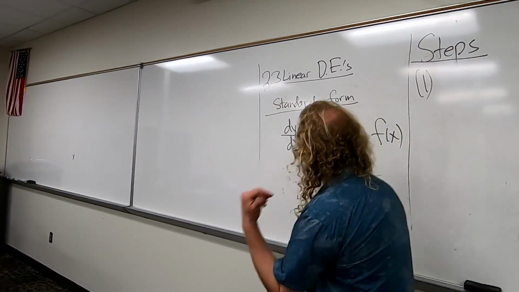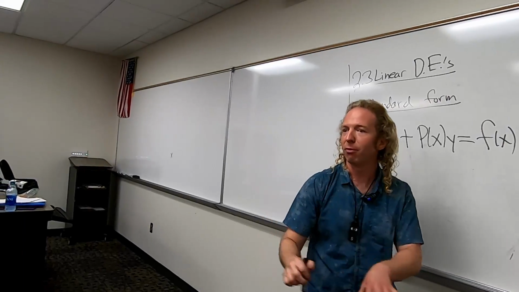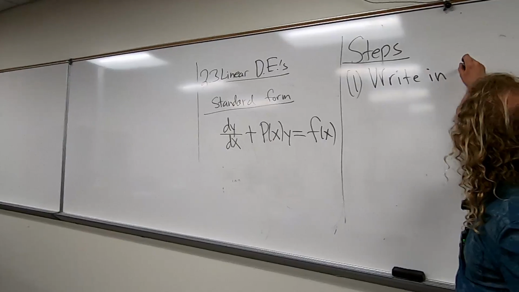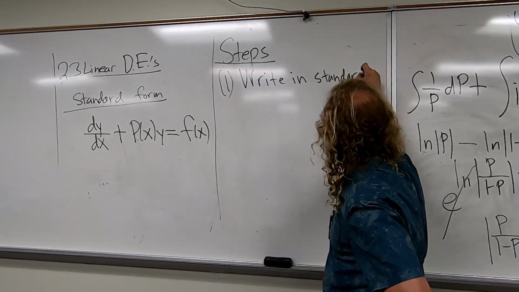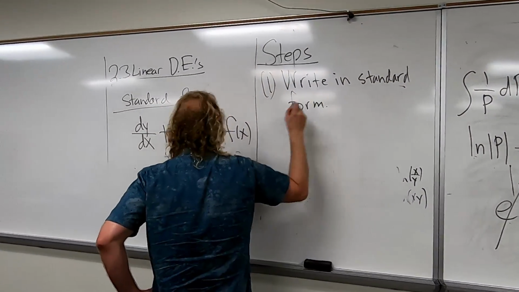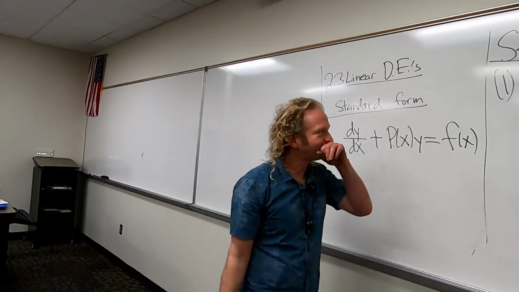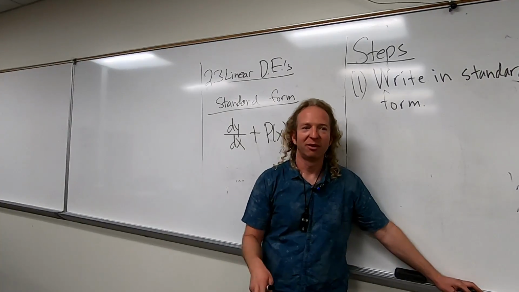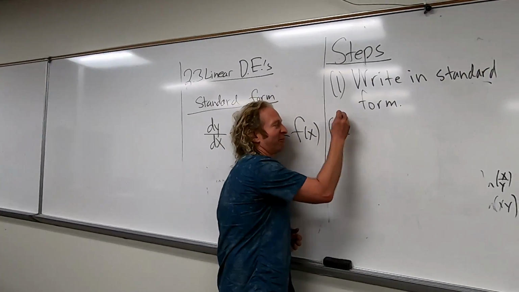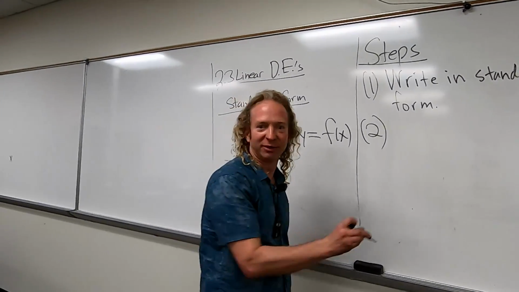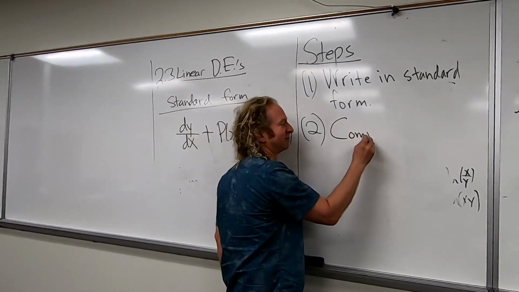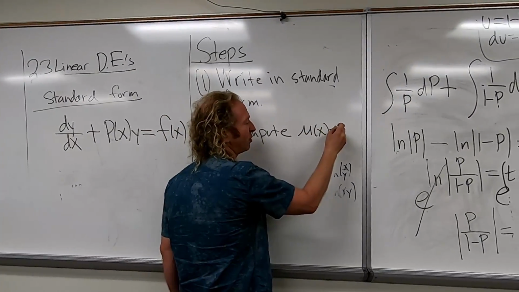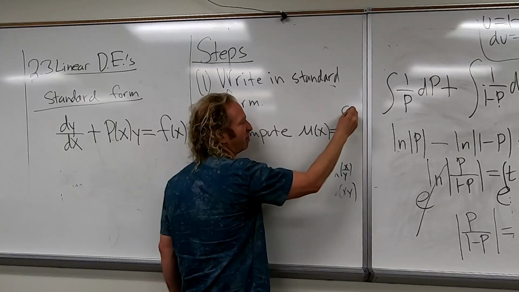Step 1: first step is to put it in standard form. Not the most important step, but the first step. Write in standard form. Step 2: compute mu of x equals e to the integral of big P.